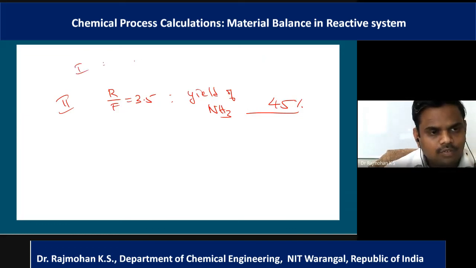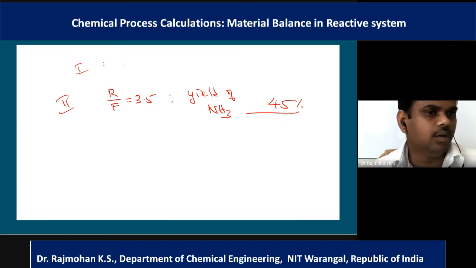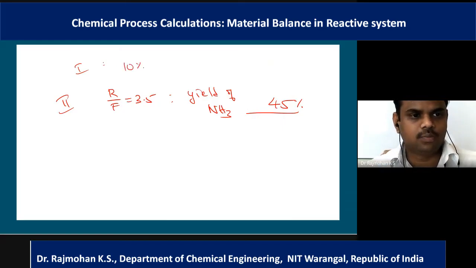For the first part, we have found out the purging percentage, or hydrogen lost by amount of hydrogen in the feed, which is 10%. So that is the answer for these two parts. Okay.